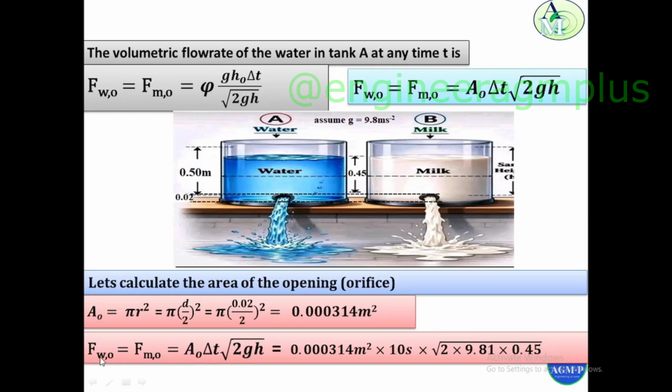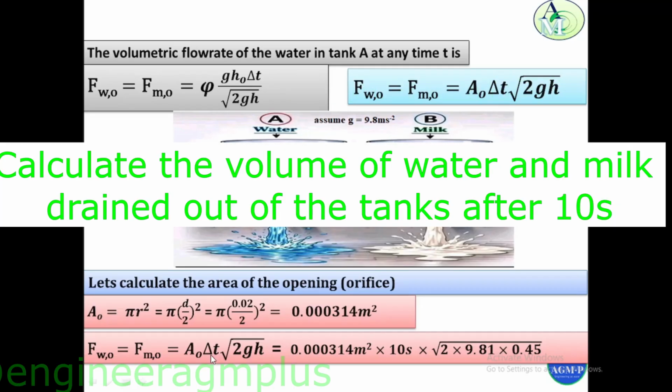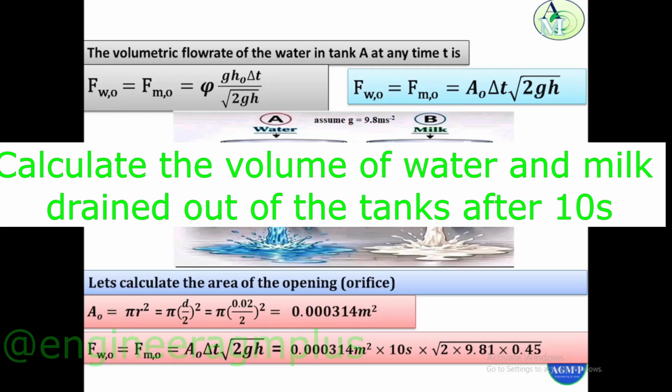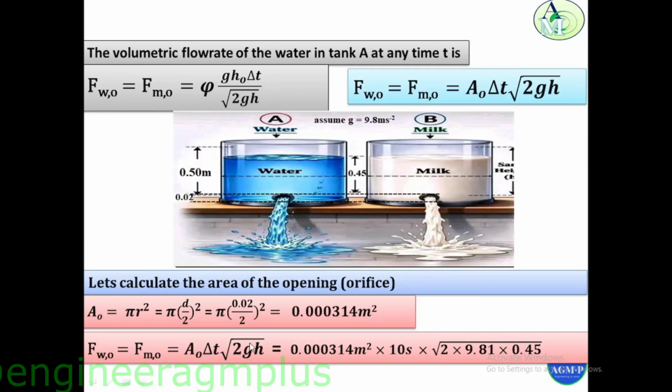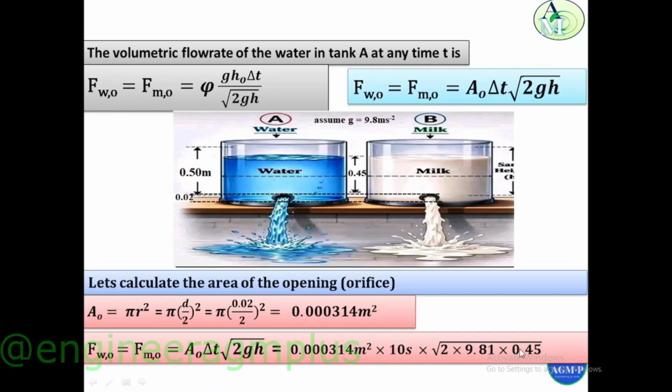The flow rate of the water out of the tank is equal to the flow rate of the milk out of the tank, which is equal to the area of the orifice, which is this 0.00034 square meters. We are working at a time of 10 seconds. Let's assume we want the amount of fluid that will flow out of the tank within 10 seconds. So the time here is 10 seconds. If you want 60 seconds, that is 1 minute, we put 60 here. Then times the square root of 2, that is constant, it won't change. g, that is acceleration due to gravity, is 9.81. And the head is equal to 0.45, which was described here.